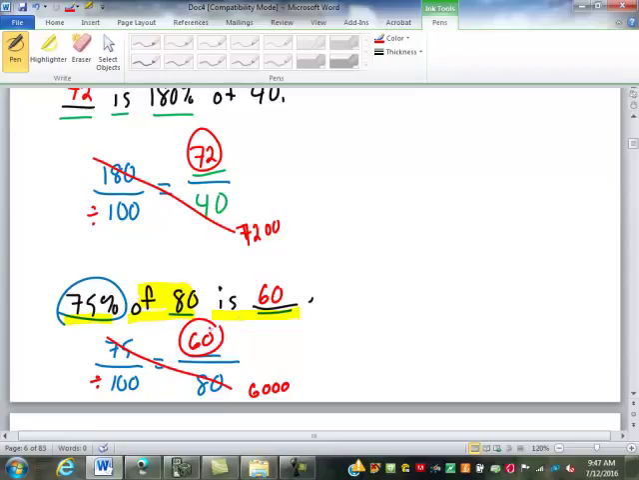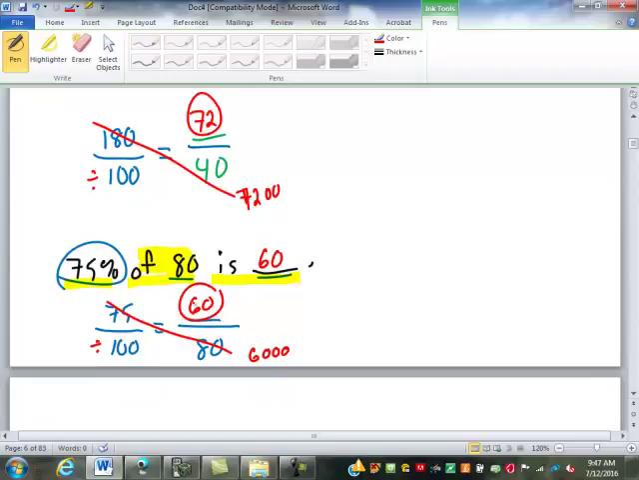Any questions so far? You do the 0.75, yeah. We'll look at that in just a minute.